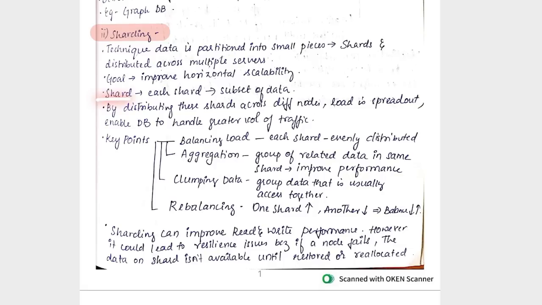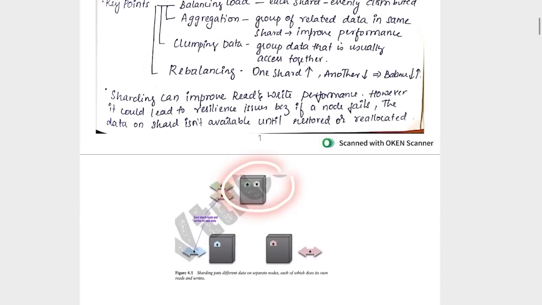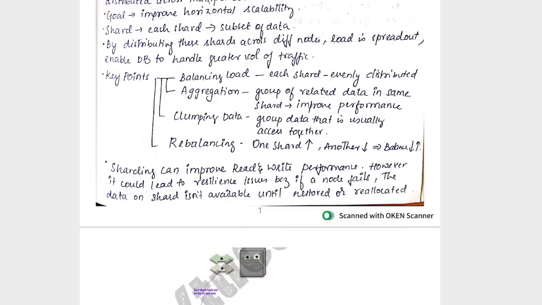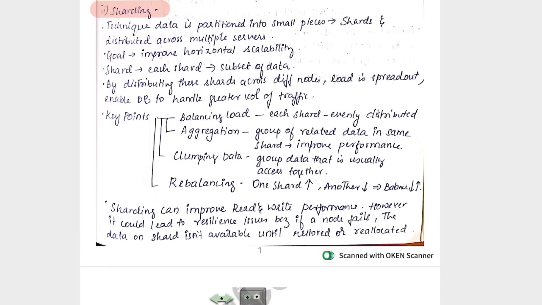Here each shard is responsible for a subset of data because each shard will have some content of data. This entire data is being divided into different shards, right? So each shard will have a subset of data which it has to handle. By distributing these shards across different nodes, the load is spread out. As I told, the load is evenly distributed, thereby enabling the database to handle greater volumes of traffic.